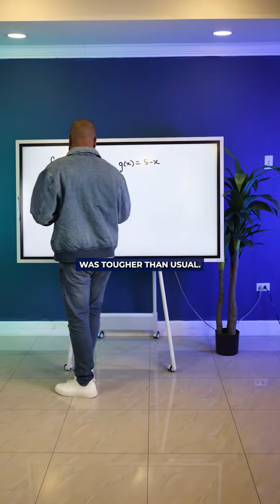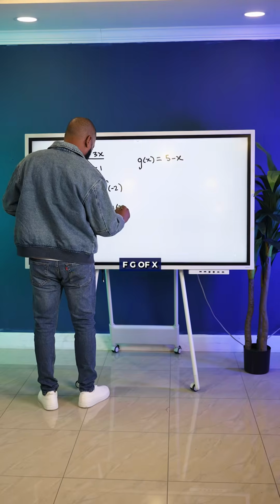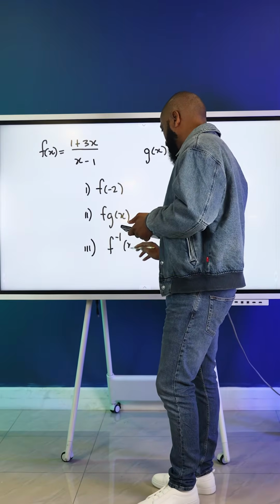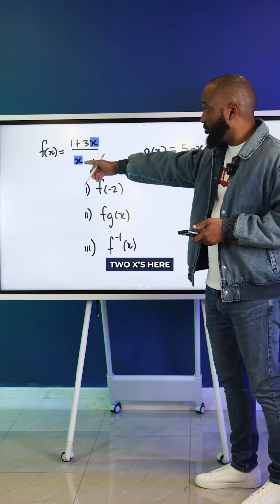This year's function question was tougher than usual. You had to find the value of f of negative 2, f g of x, and this is the big one, f inverse of x. Now, this one is going to be interesting because there are two x's here.